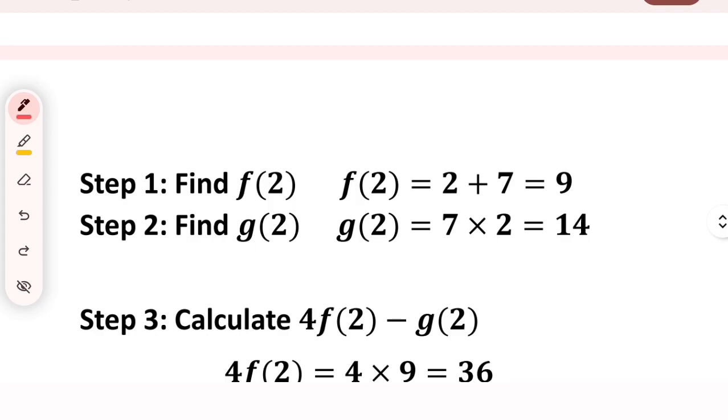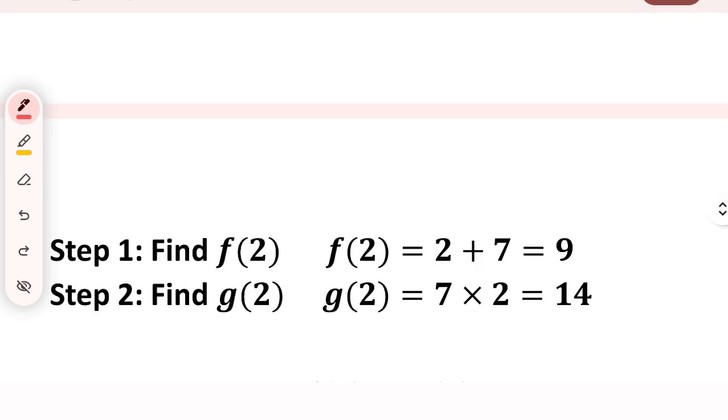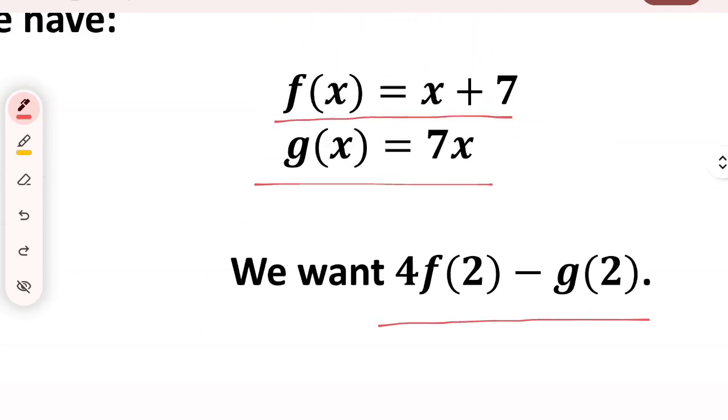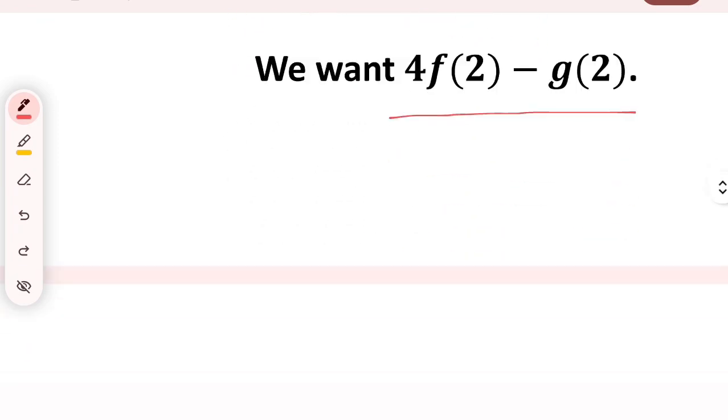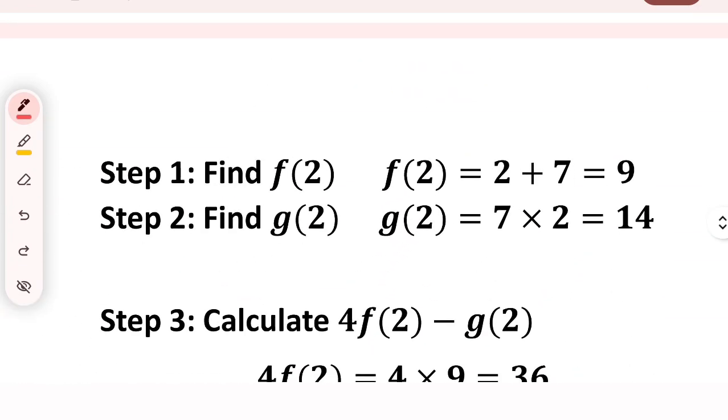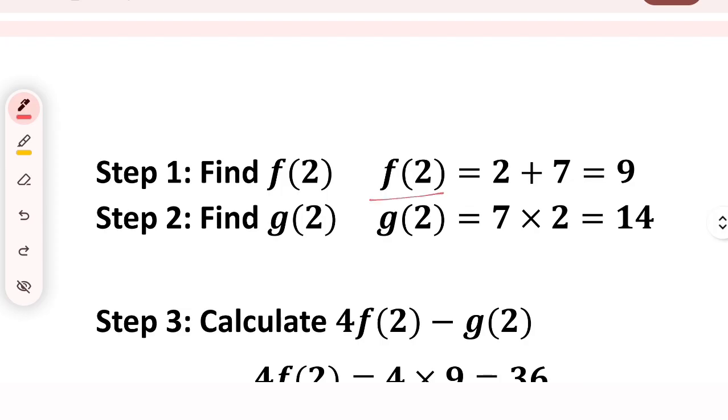If you look at the functions above, these are both functions f of x and g of x. What we will do is substitute 2 into both of the functions. That means we will replace x by 2. We will do it one function at a time. So we have function number 1. We substitute 2, so it would be 2 plus 7. So f of 2 is actually 9.